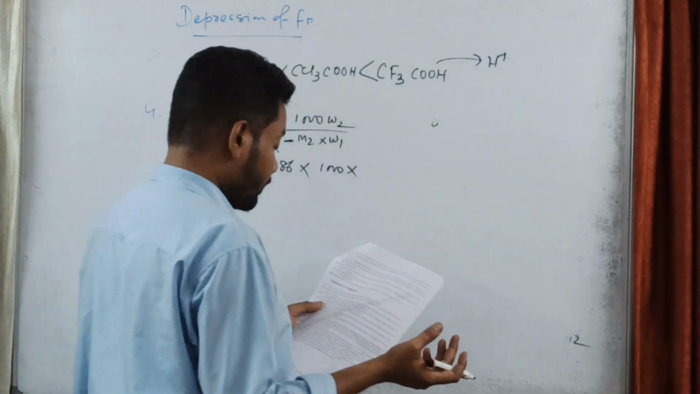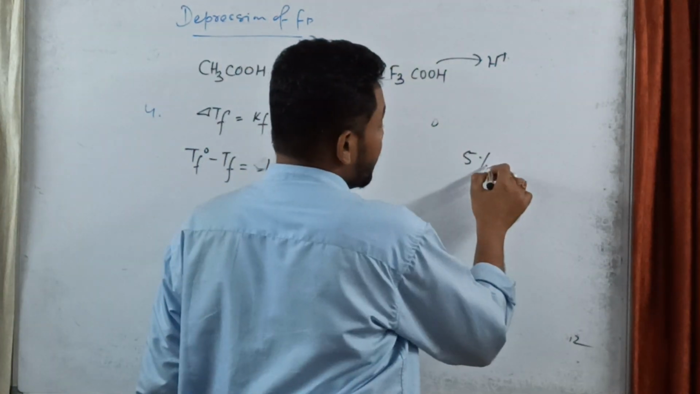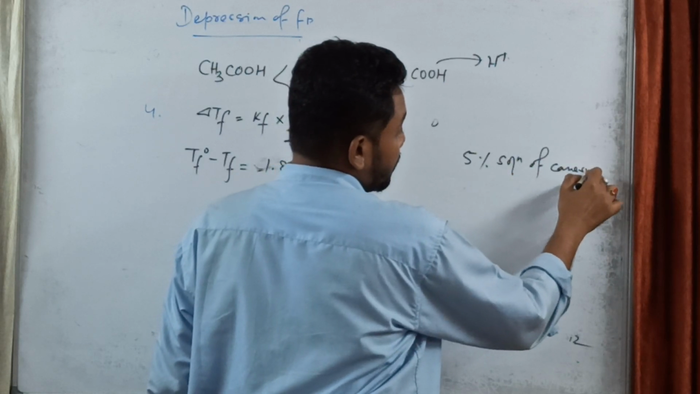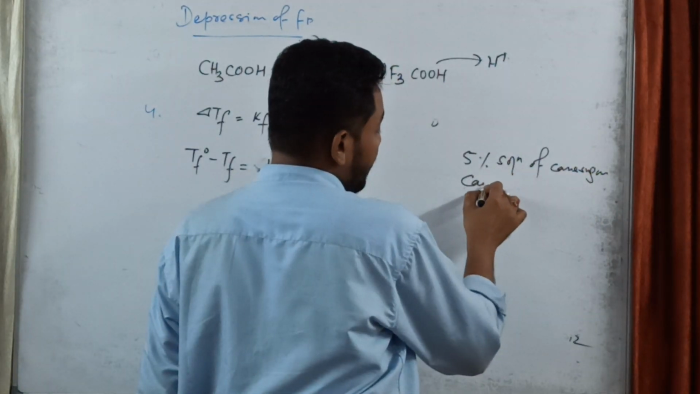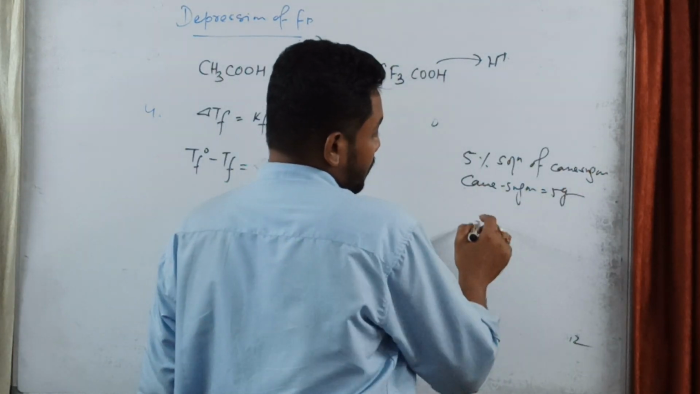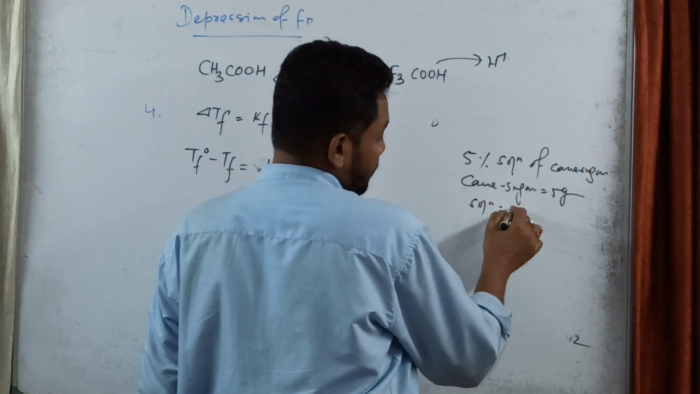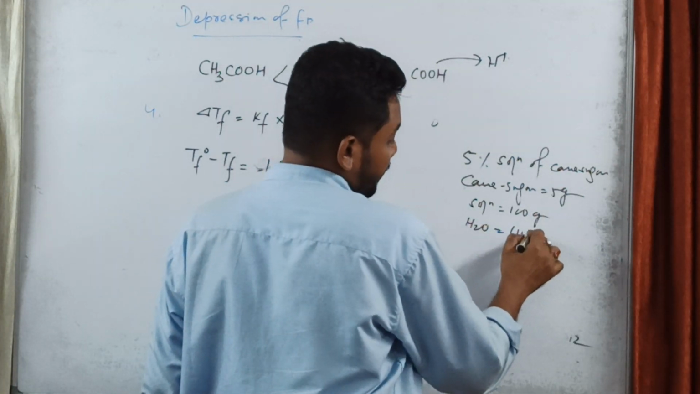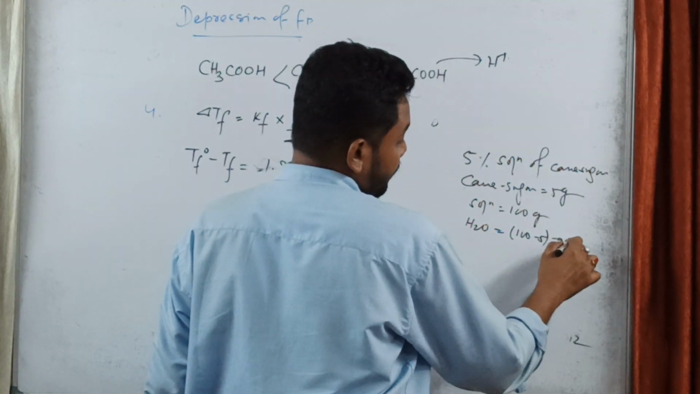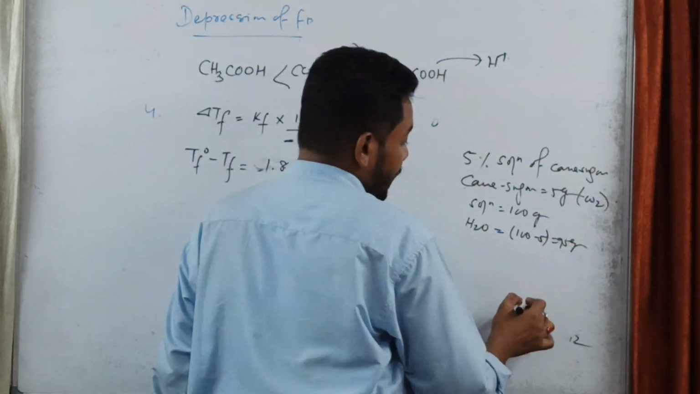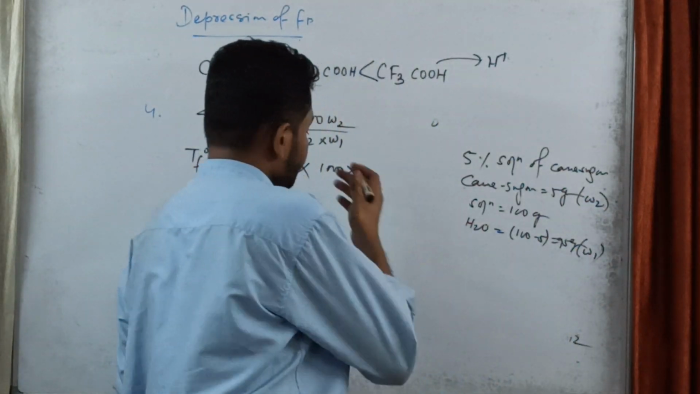5, again the same concept, 5% aqueous solution of cane sugar. That means cane sugar is 5 gram. Solution should be 100 gram. So water should be how much? 100 minus 5, that means 95 gram. The same concept. So cane sugar you can take as W2 and water you can take as W1.